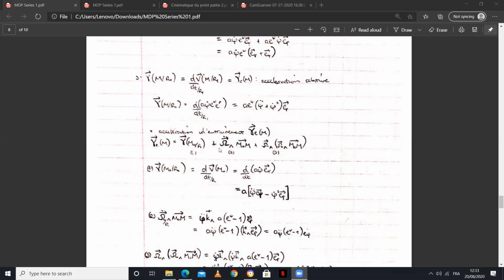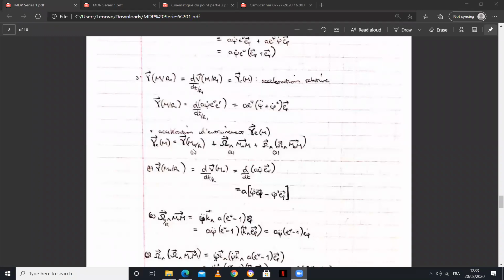So the next term is omega point. So you just derive the vitesse angulaire vectoriel M0 M, vecteur position, dans le repère relatif, plus le double produit vectoriel, you have omega vectoriel, omega vectoriel M0 M, vecteur position, dans le repère relatif. So we have three terms here that we are going to calculate. We are going to begin with gamma de M0 dans R.